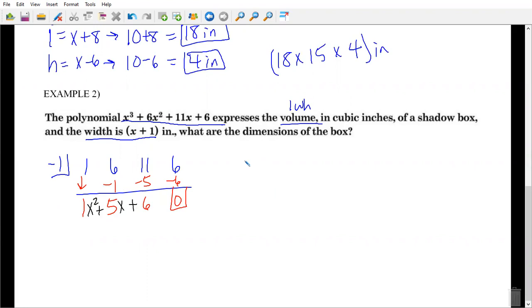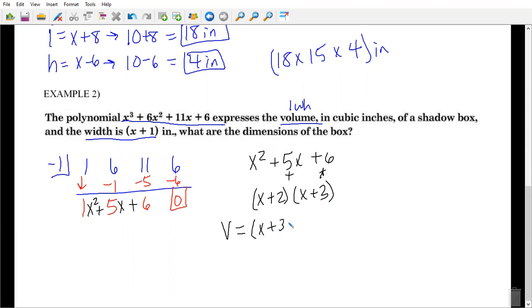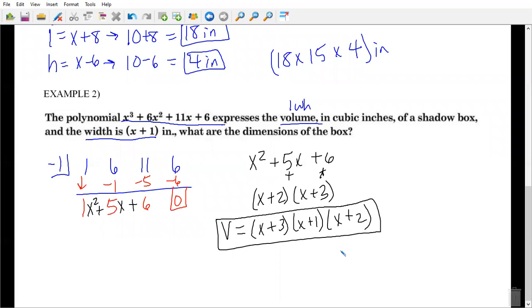So to find our length and our height, we have to factor that. So we have x squared plus 5x plus 6. So it multiplies to give me 6, but adds to give me 5. 2 and 3. X plus 2 times x plus 3 are my height and my length. So we know the volume equals our length, which is x plus 3, times our width, which is x plus 1, times our height, which is x plus 2. So there are the dimensions of the box.